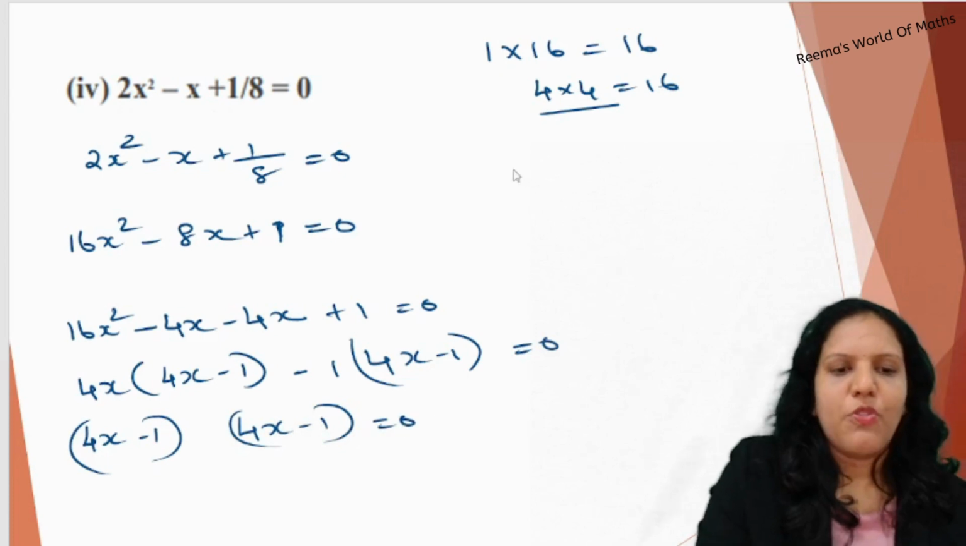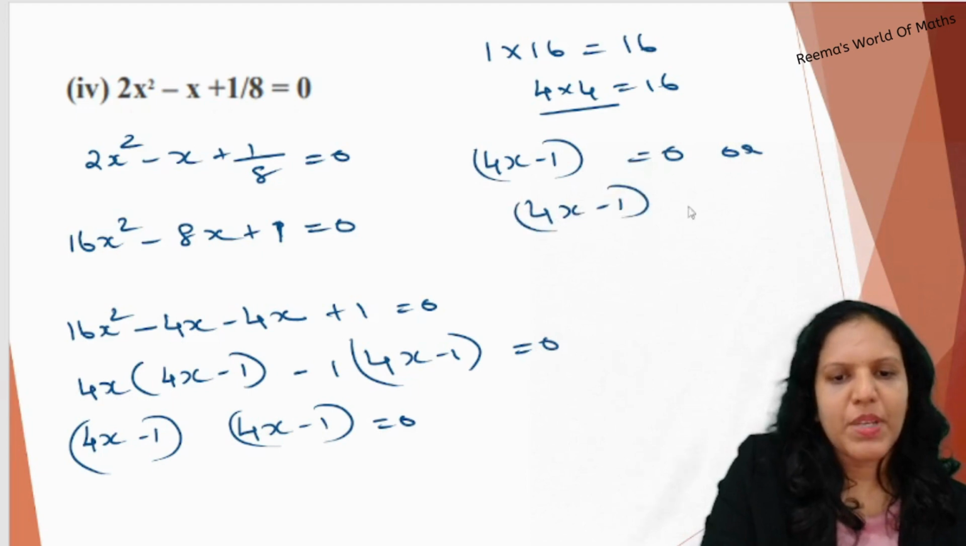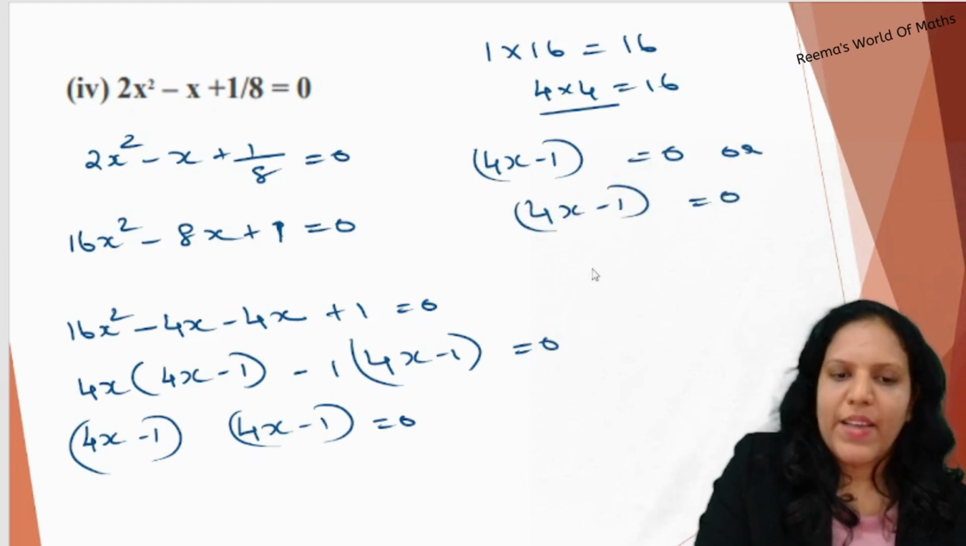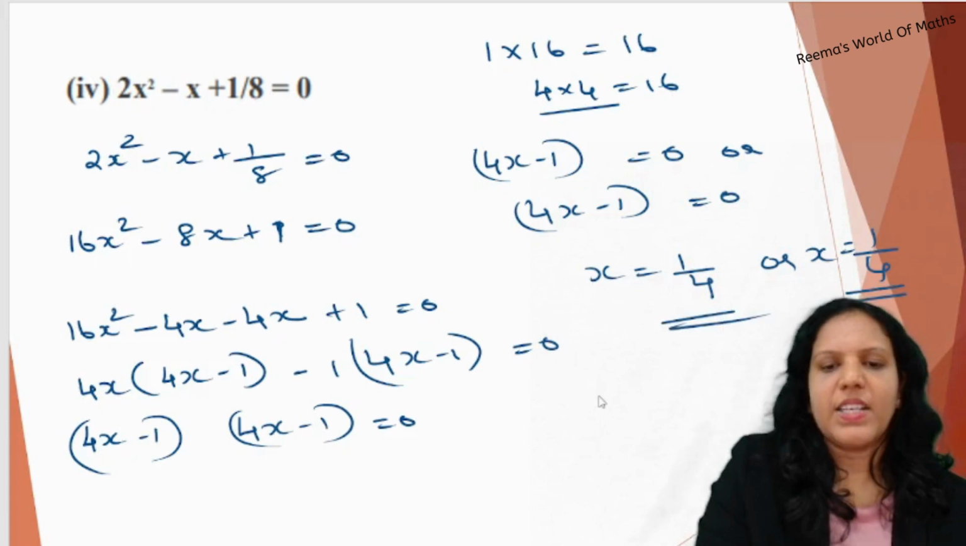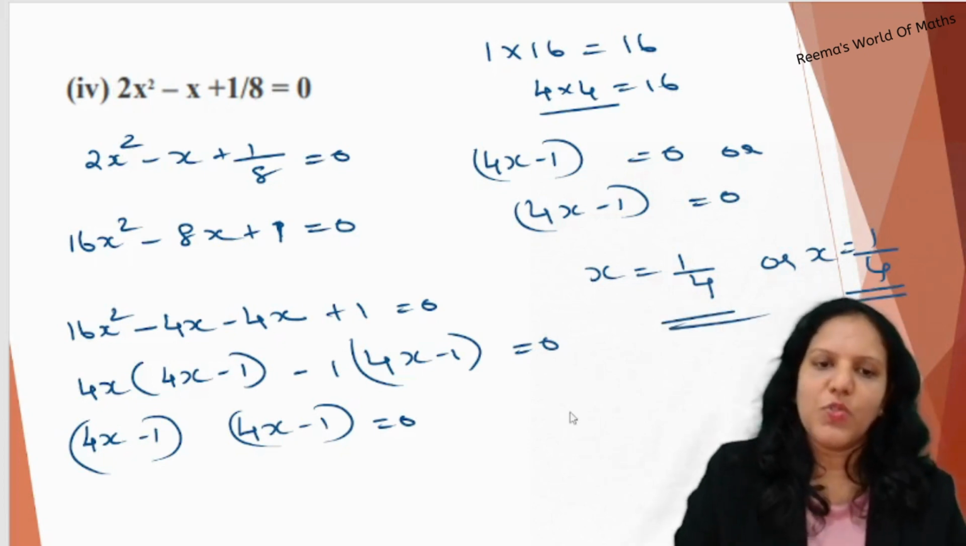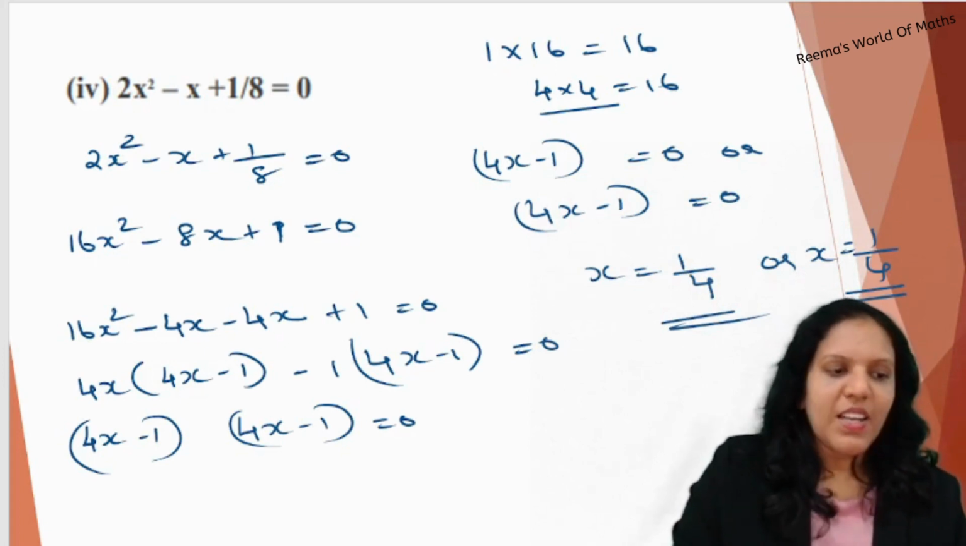So in the first case, 4x - 1 = 0, or the second term, 4x - 1, is also equal to 0. So the value of x = 1/4 or x = 1/4. In this case it has two identical roots, x = 1/4 and x = 1/4. Now let's see the last question.